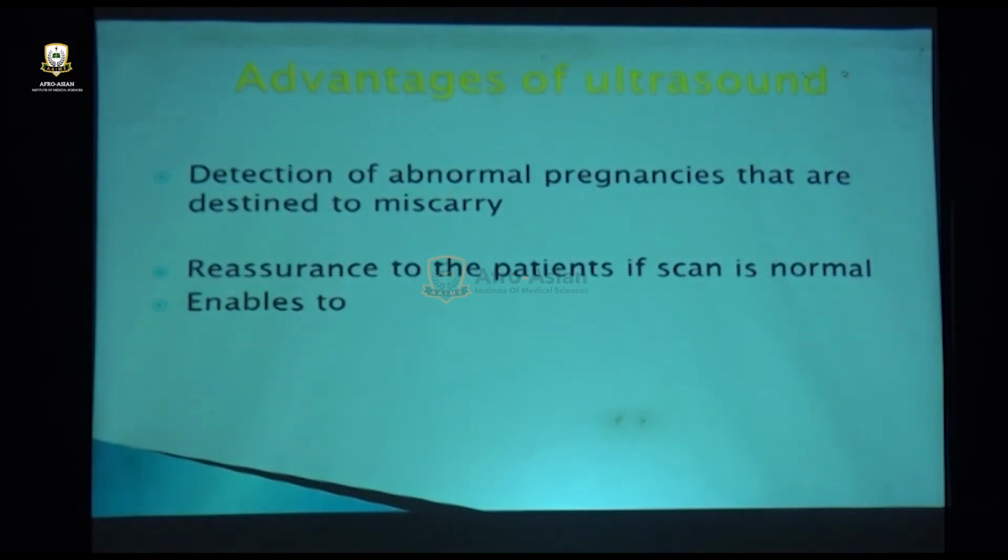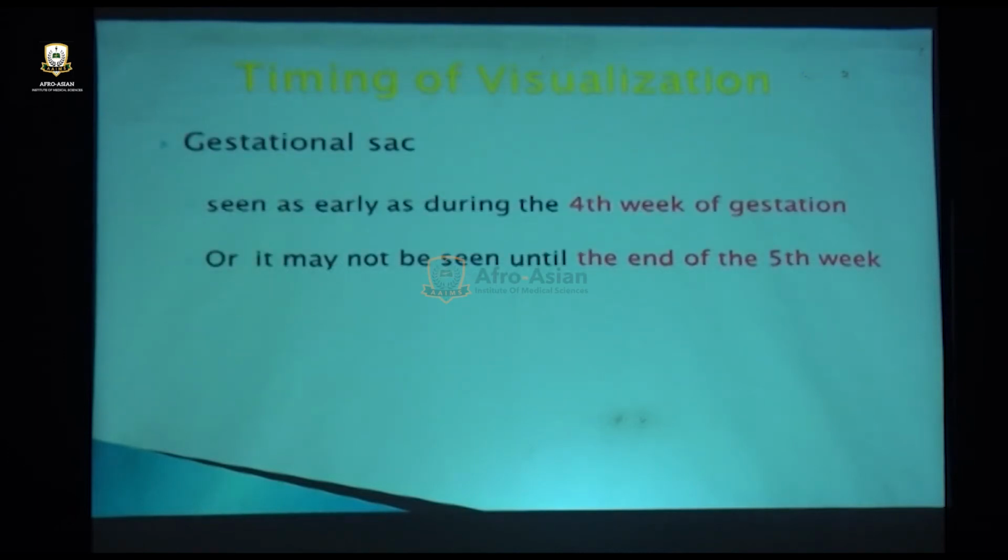Advantages of ultrasound. Detection of abnormal pregnancies that are destined to miscarry, and reassurance to the patient if the scan is normal. A normal scan, when you tell them, they will be happy. Or if there is a detection of abnormal pregnancy, you can do something well before time. Timing of visualization: the gestational sac is seen as early as during the 4th week of gestation, or it may not be seen until the end of the 5th week.